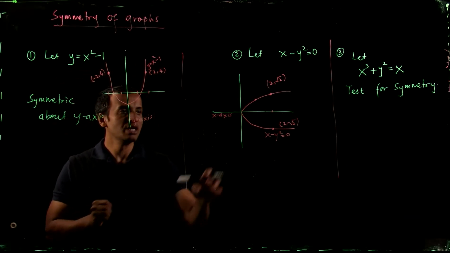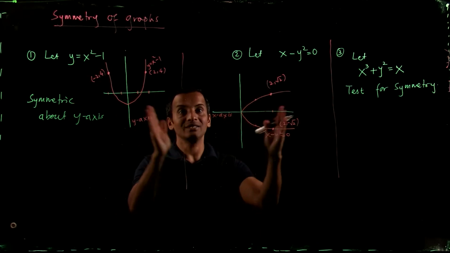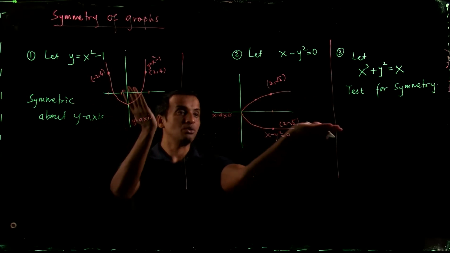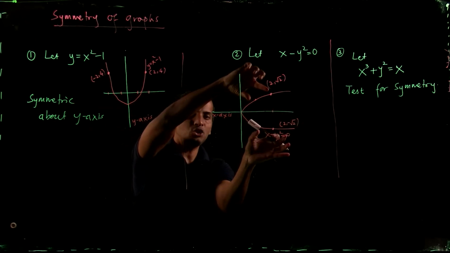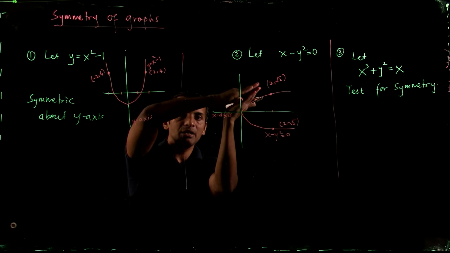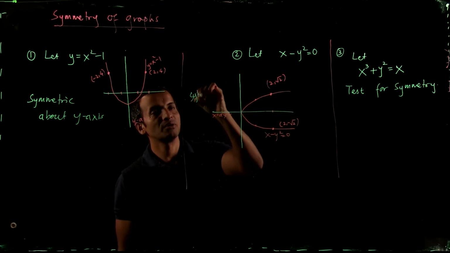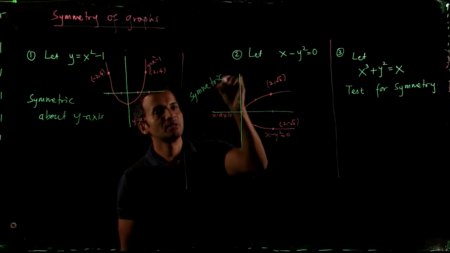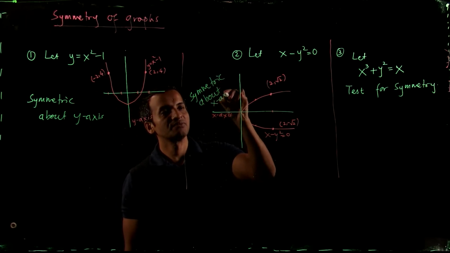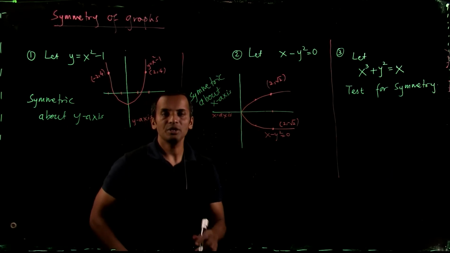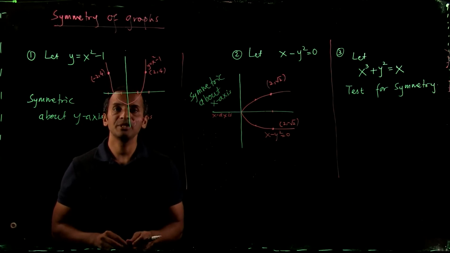other. But for this graph, you can see that if you cut it about the y-axis, then you don't get anything there. But if you cut it through the x-axis and then fold it, these two pieces perfectly coincide with each other. So this is symmetric about the x-axis.